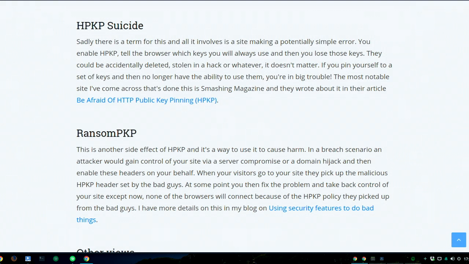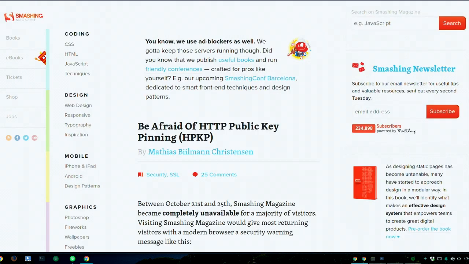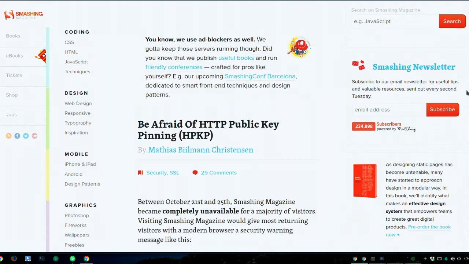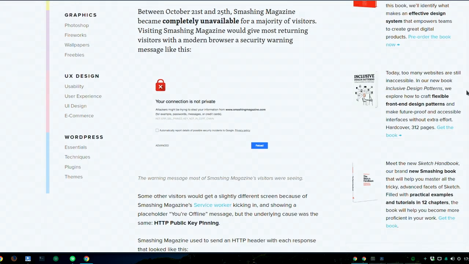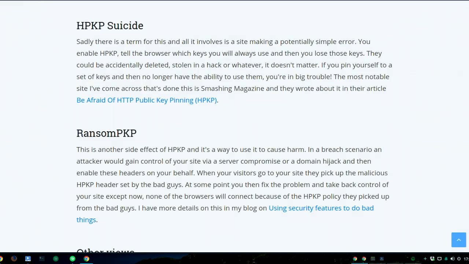And he provides a link to Smashing Magazine where they became afraid of that, and we've got that link in the show notes as well. Now, I go back to the encryption thing. Yeah, if you do that wrong as well, you've lost all your data. So if you do it wrong, you do it wrong. Now, next thing he talks about is ransom PKP.